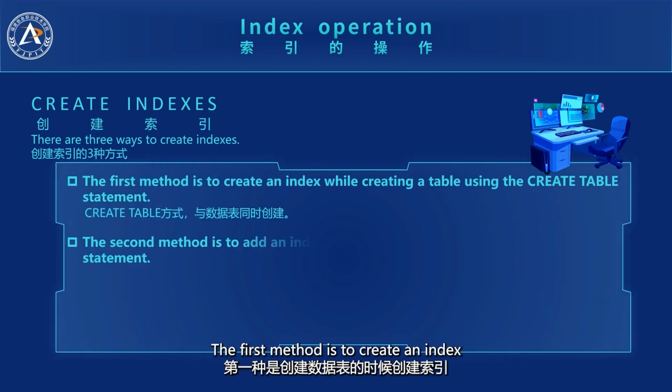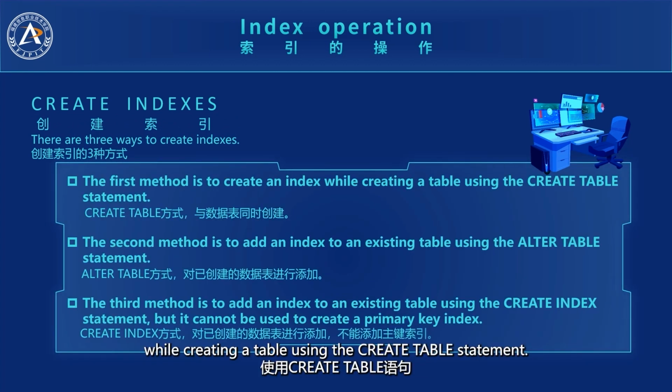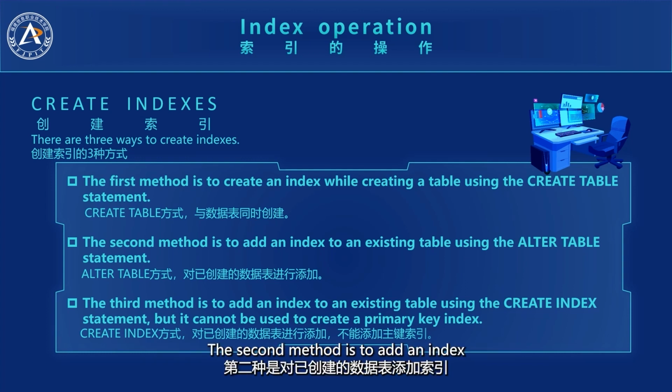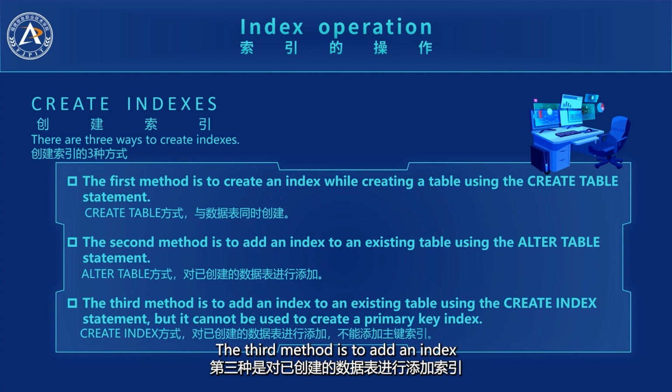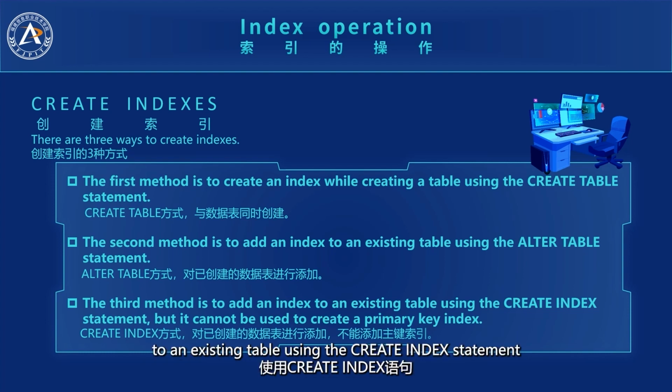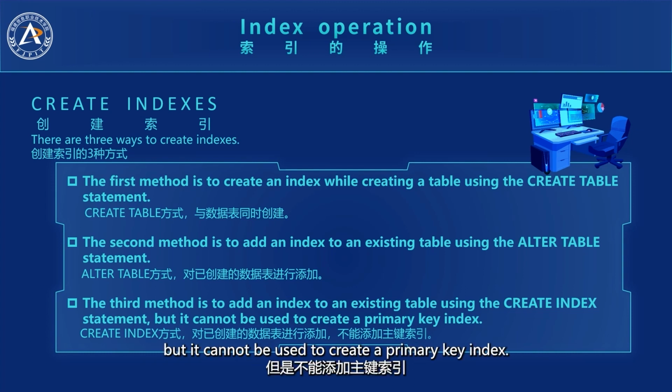The first method is to create an index while creating a table using the create table statement. The second method is to add an index to an existing table using the alter table statement. The third method is to add an index to an existing table using the create index statement, but it cannot be used to create a primary key index.